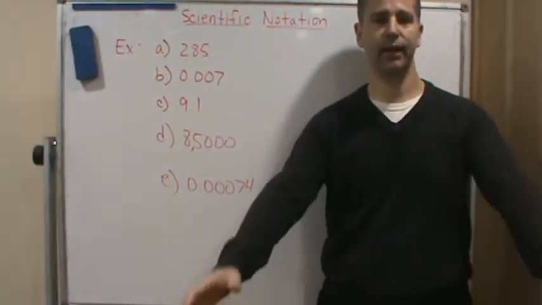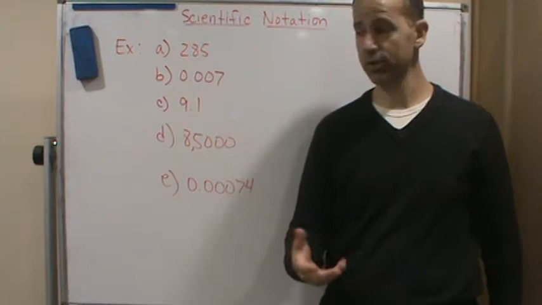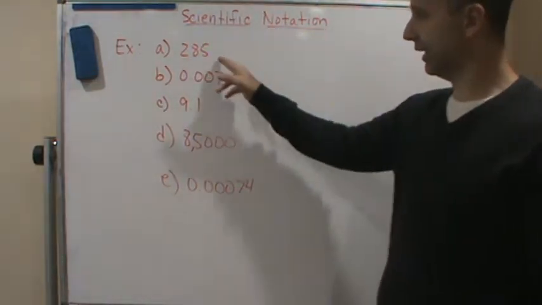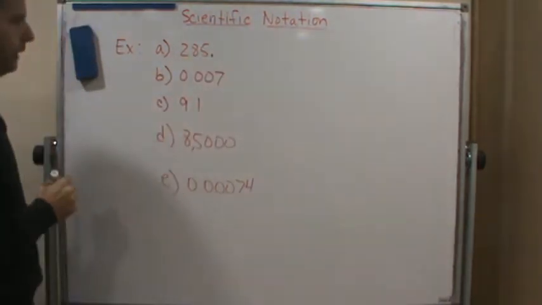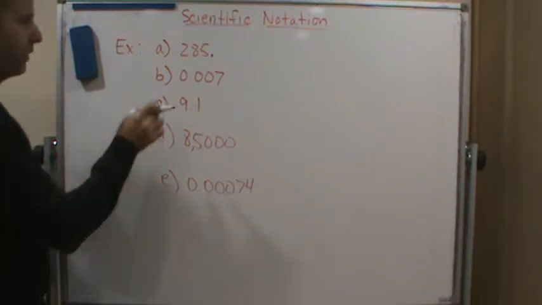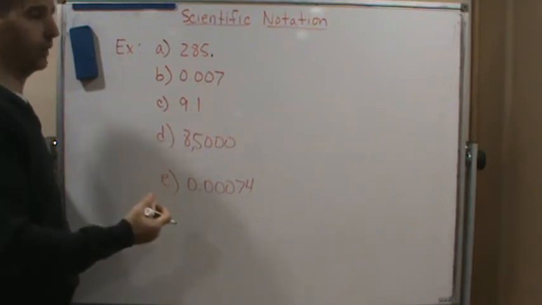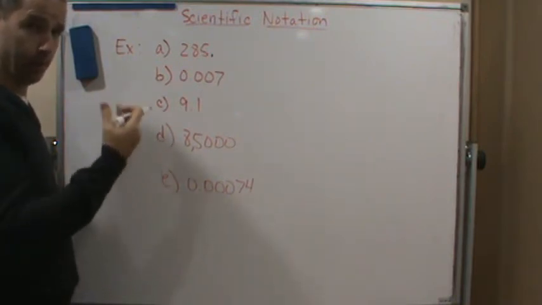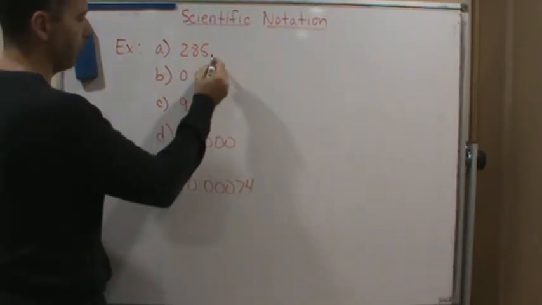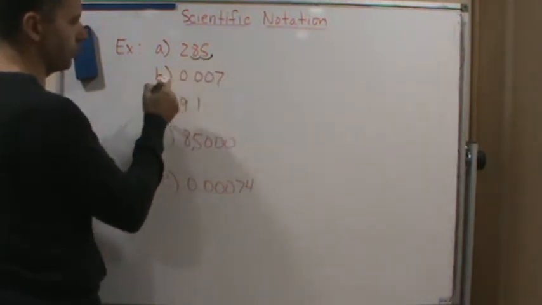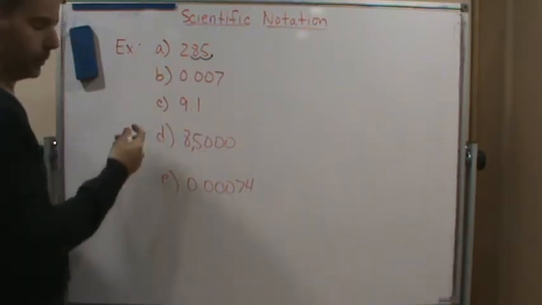Okay, so welcome back, and in this video we're going to change numbers that are in ordinary notation to scientific notation. So what we do is, again, here, there's a decimal point here. So I need to move the decimal point so that this number becomes a number that's no less than 1, but less than 10. Okay, so I'm going to move it 1, 2. So I get 2.85, which is between 1 and 10.